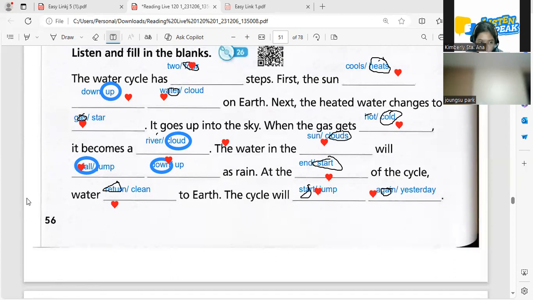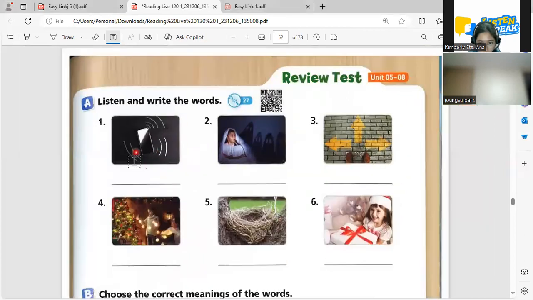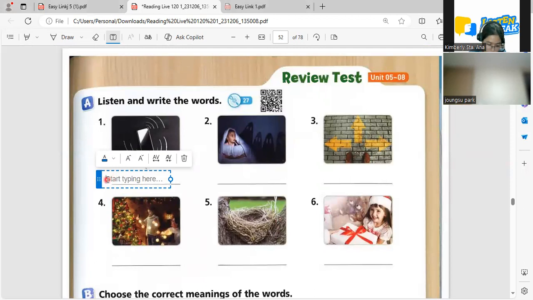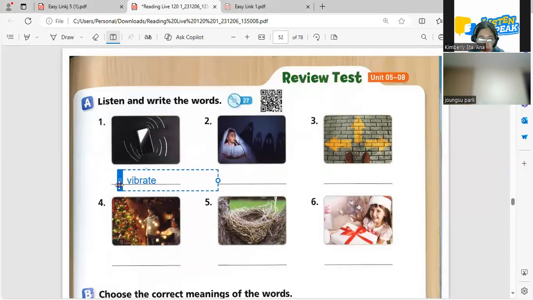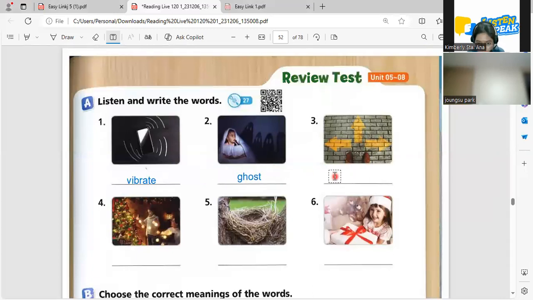Now it's time to go here and look what we have next. We have a review quiz, okay? So we will review these words. What is the first one? What is this? This is what we call vibrate. Say that, vibrate. How about number two? Do you know number two? That is ghost. How about number three?